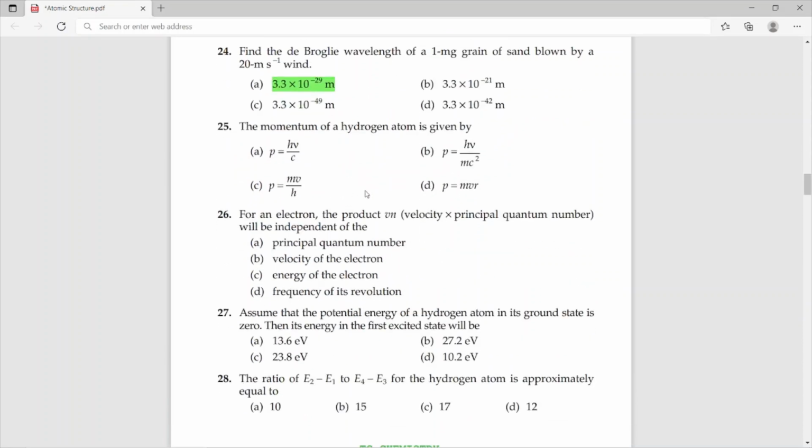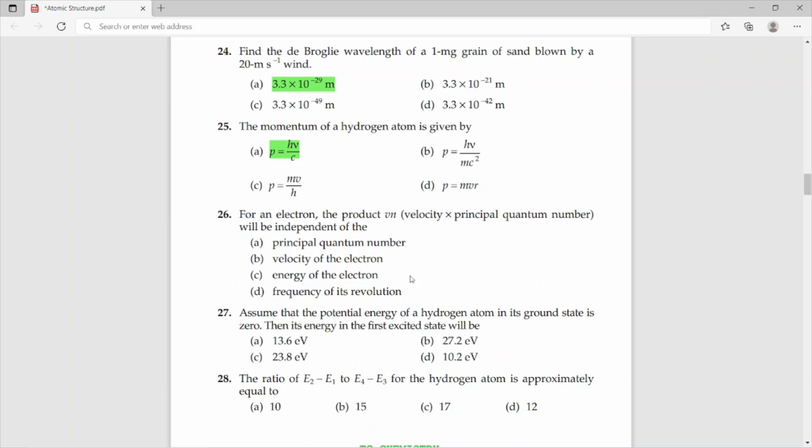So 25th one is, the momentum of a hydrogen atom is given by. We know that p = hν/c. This is the right equation to represent the momentum of a hydrogen atom. Next, for an electron, the product of velocity and principal quantum number will be independent of which factor? So the right answer is, it will be independent of the principal quantum number.